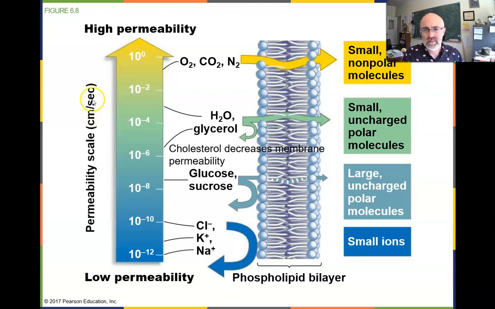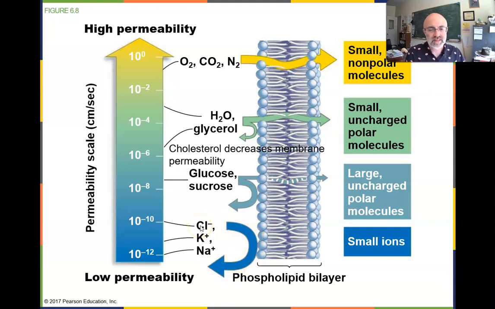how many centimeters per second it will move through a phospholipid bilayer, these different substances. Down here it's 10 to the negative 12, so they're going to move very few centimeters in a second. And as indicated here by this bounce, right, these substances, Cl negative, K plus, Na plus, they do not move readily through a plasma membrane.